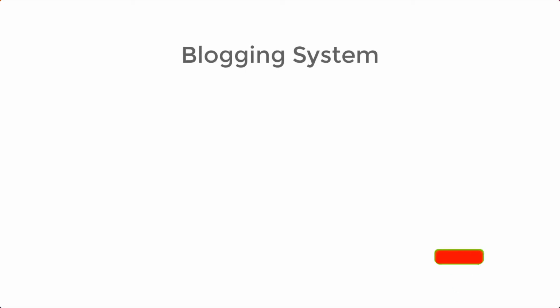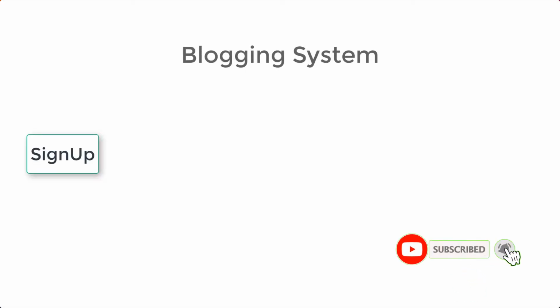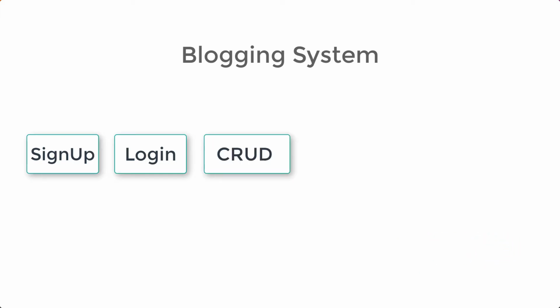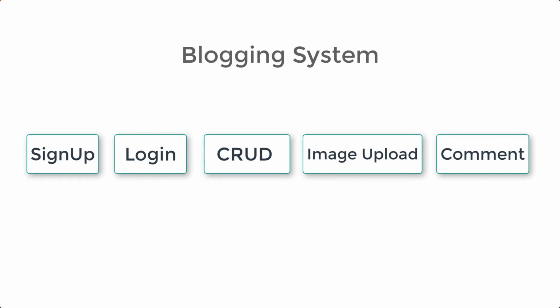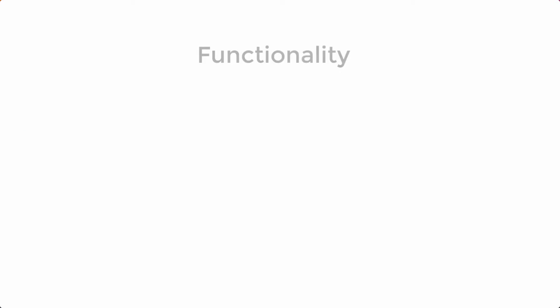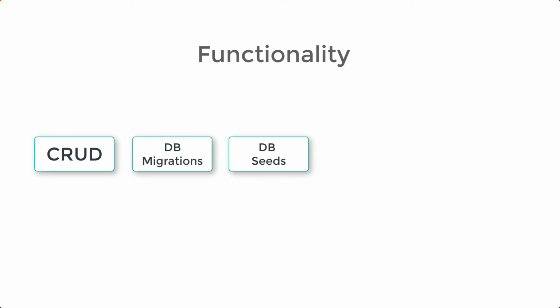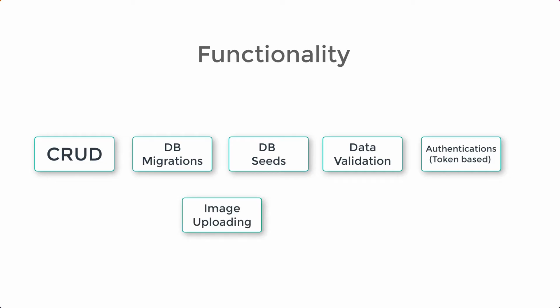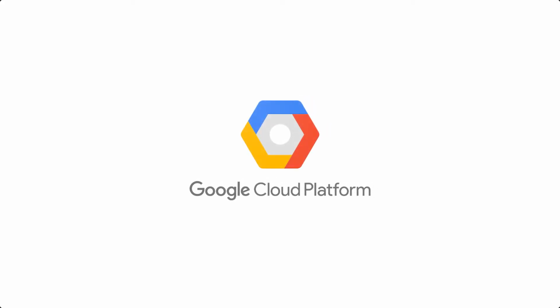Here we are creating a blog system so the users can sign up, they can log in, they can create blog posts, update them, delete them and upload images, and also they can comment on other blog posts. Functionality wise, we will be creating a basic CRUD, migrations, database seeds, data validation, token based authentication, image uploads and relationships. And finally, we will deploy this project to a GCP server and I will walk you through that as well.